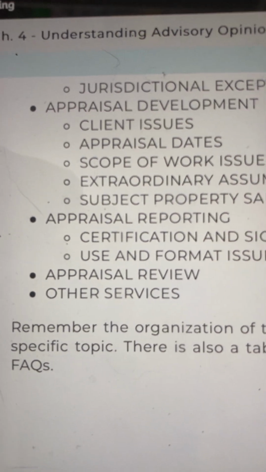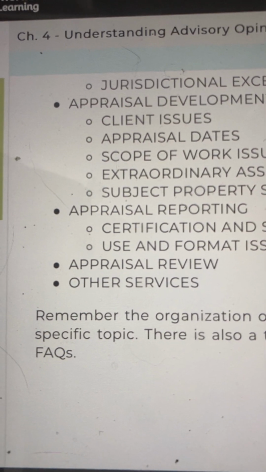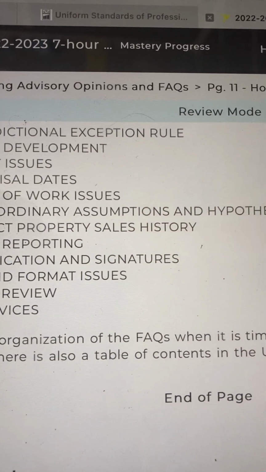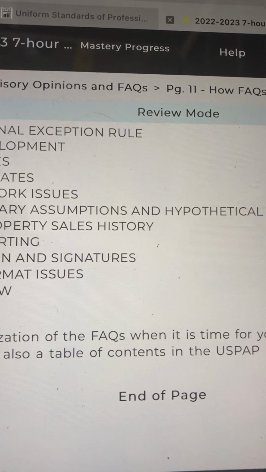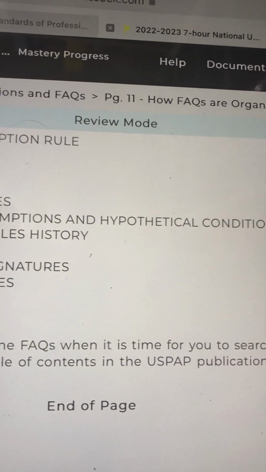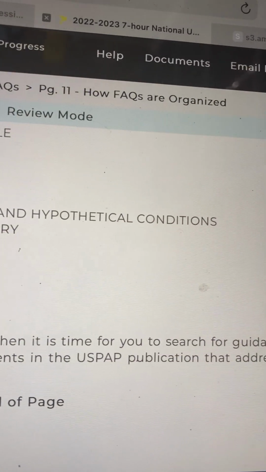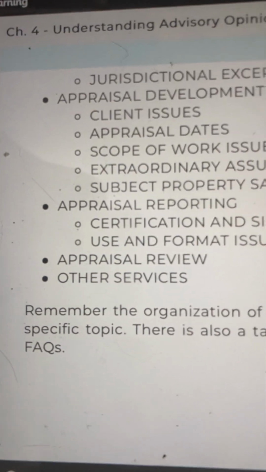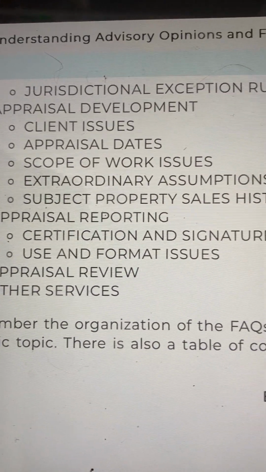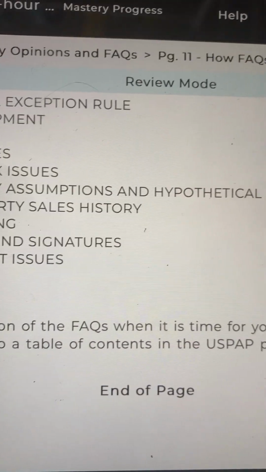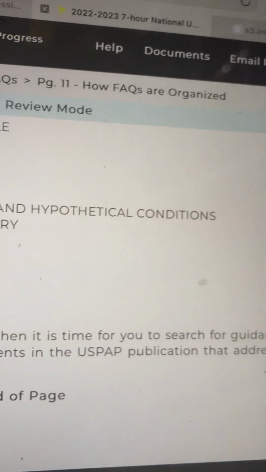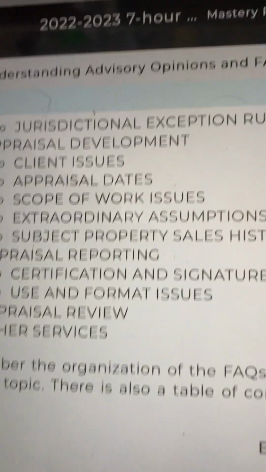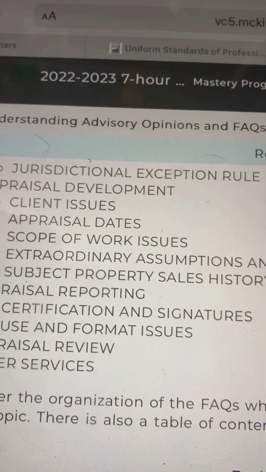Appraisal review. Other services. Remember the organization of the FAQs when it is time for you to search for guidance on a specific topic. There is also a table of contents in the USPAP publication that addresses the FAQs. End of page.